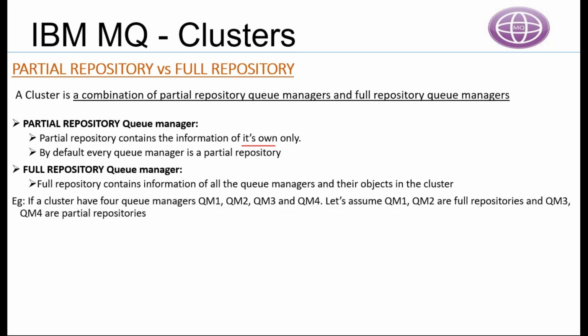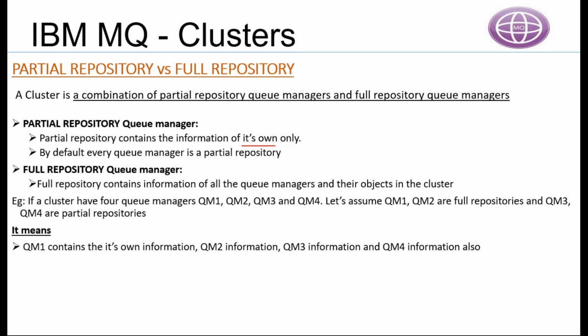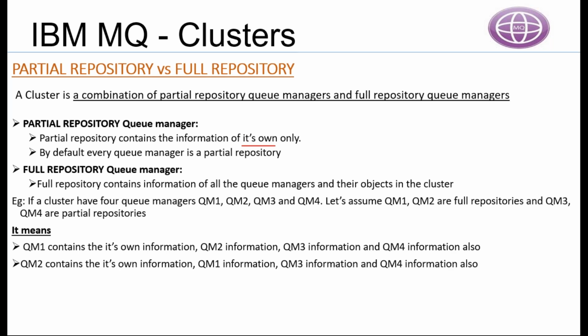Okay, so if a cluster has 4 queue managers, say QM1, QM2, QM3, and QM4, let's assume QM1, QM2 are the full repositories and QM3, QM4 are the partial repositories. It means that QM1 contains its own information, QM2 information, QM3 information, and also QM4 information, because QM1 is a full repository of the cluster. Now, QM2 is also a full repository. It means it contains its own information, QM1's, QM3's, and QM4's information also.